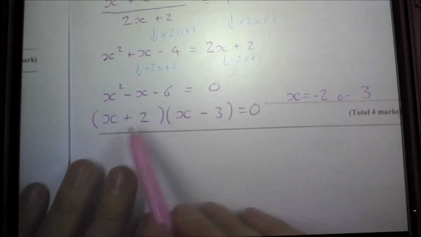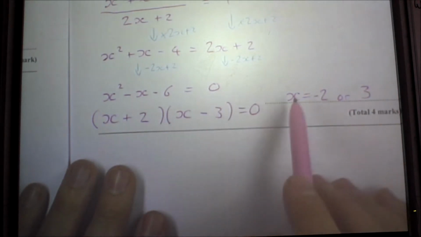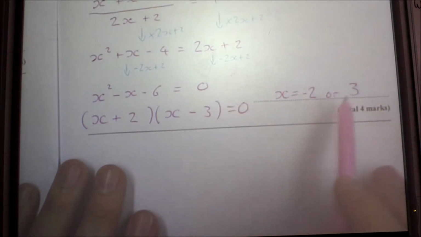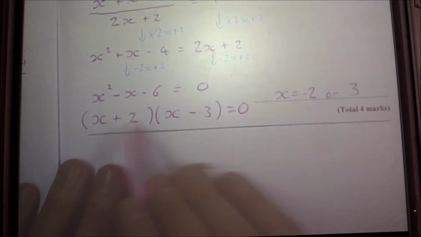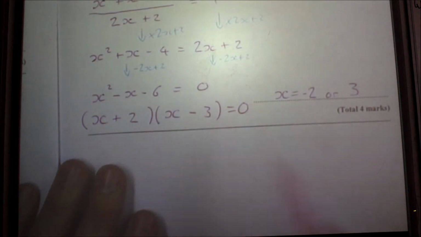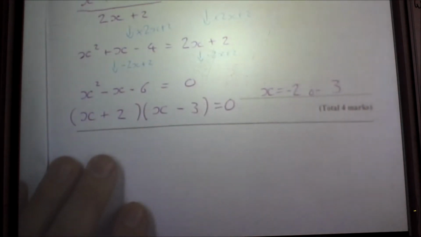Factorise it. X add 2, x take away 3. So x is either minus 2 or x is 3, because either one of these has got to be 0 to make that 0, because anything times 0 is 0. Question number 5.